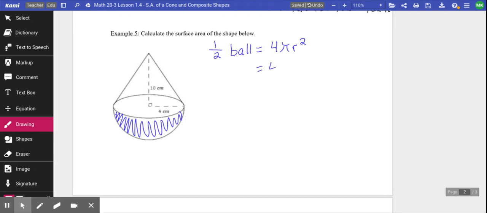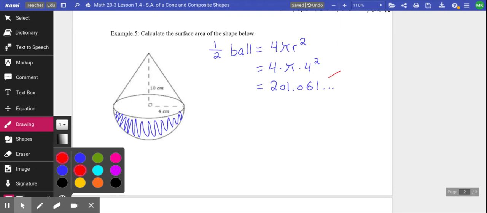If you calculate that, we have 4 times pi times 4 squared. That would be 201.061 dot dot dot. And then you want half of that, so divide that by 2, and you end up getting that the ball part is 100.5309 dot dot dot. That's just the sphere part, the ball on the bottom.